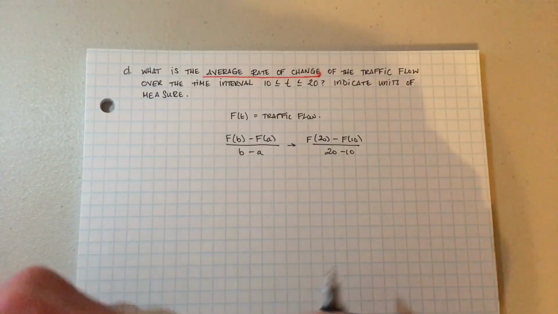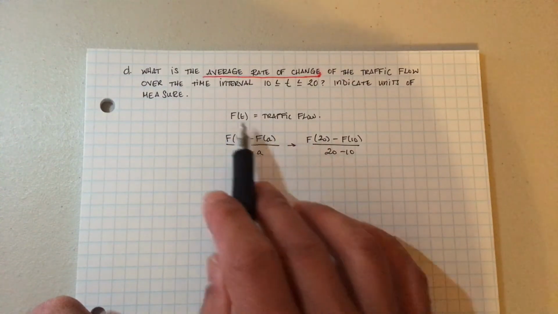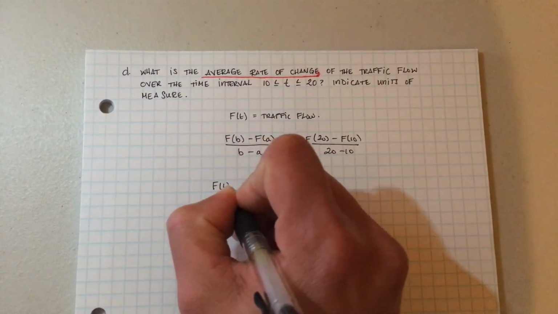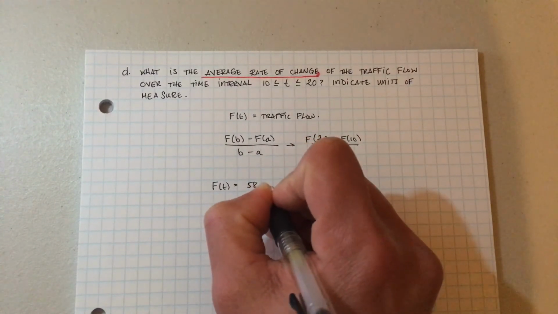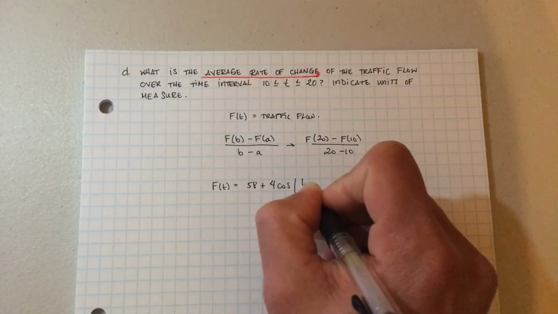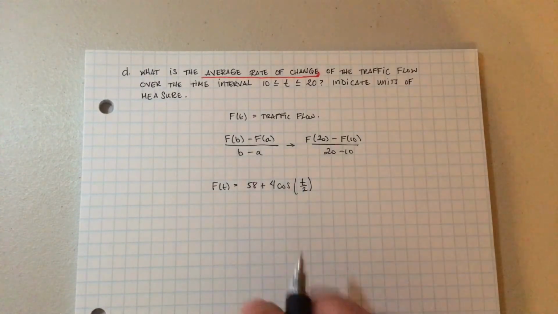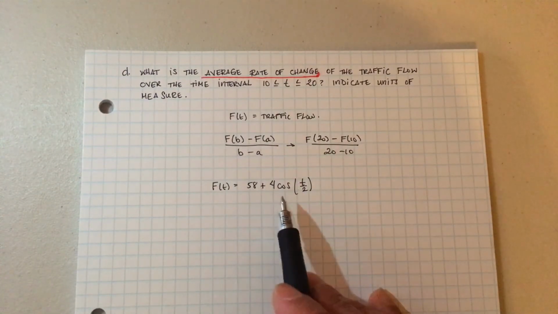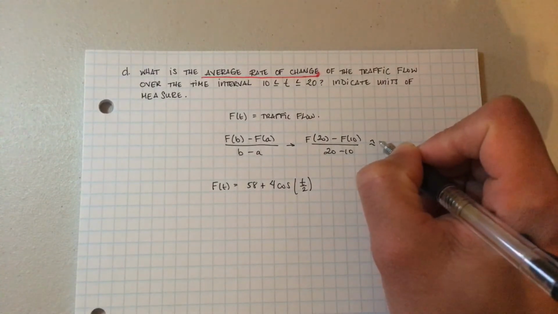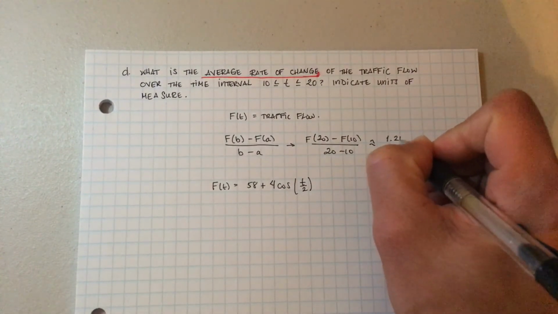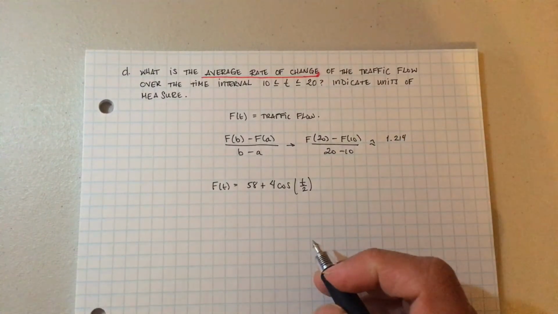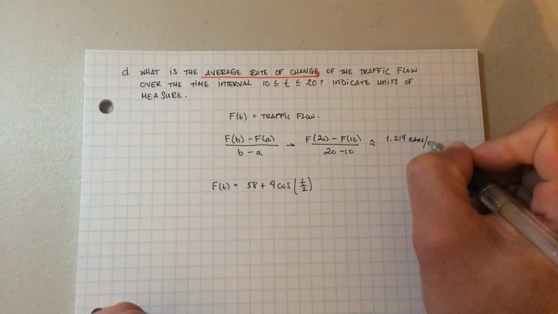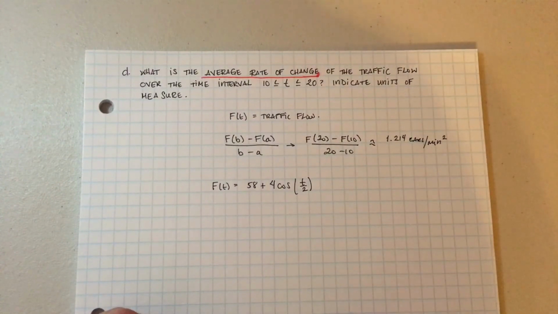So you would take your calculator, plug in the 20 into your function, plug in your 10 into your function. And just in case you forgot, f of t is 58 plus 4 cosine of t over 2. Plug in 20 here, do the math. Plug in the 10 here, do the math, calculator. And let's say it is 1.214. But remember, you took the rate of a rate, so this is not going to be cars per minute. This is going to be cars per minute squared.